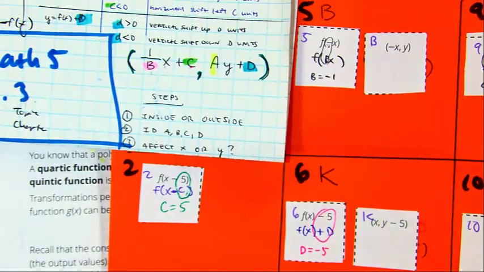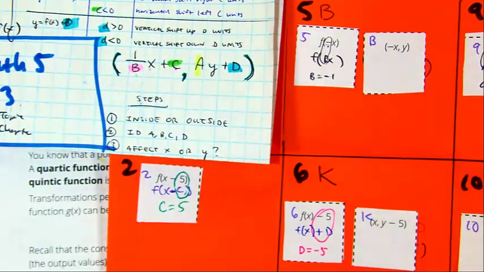Alright, using your formula sheet. Partner A, tell partner B, does it affect the X or the Y? Ready, set, go.